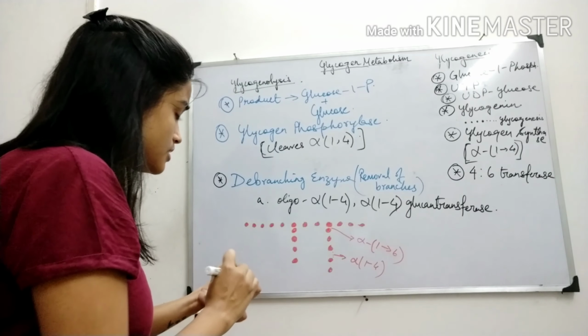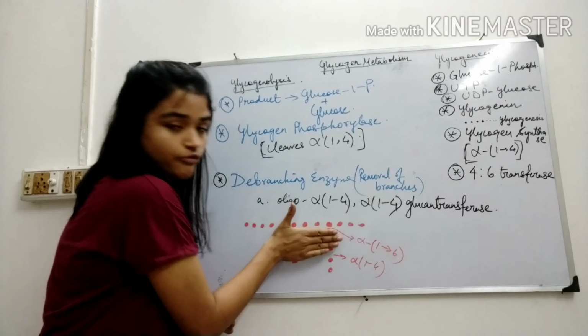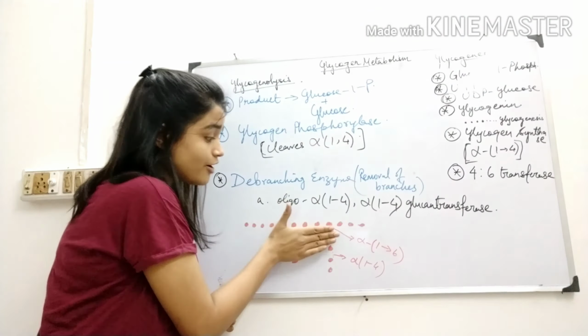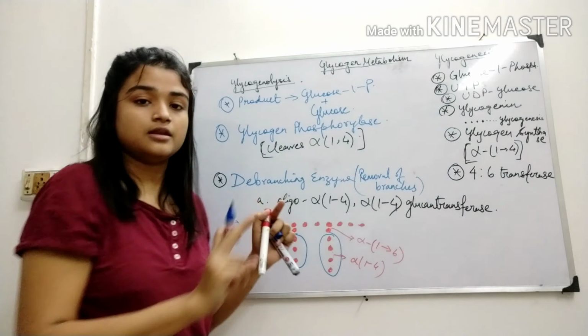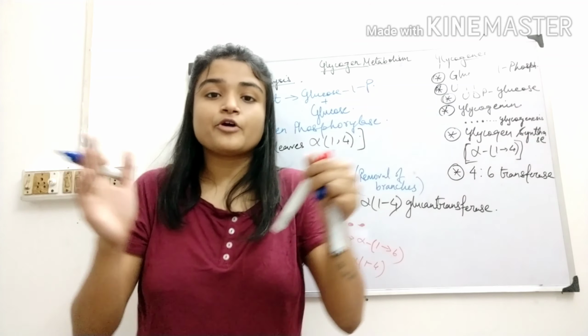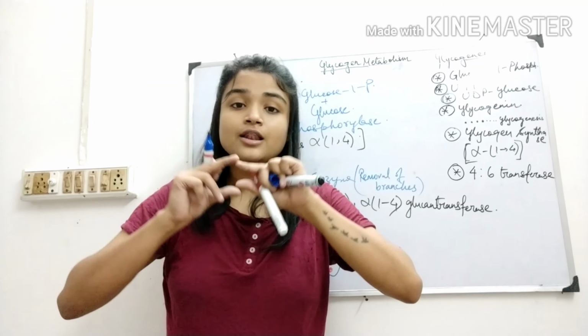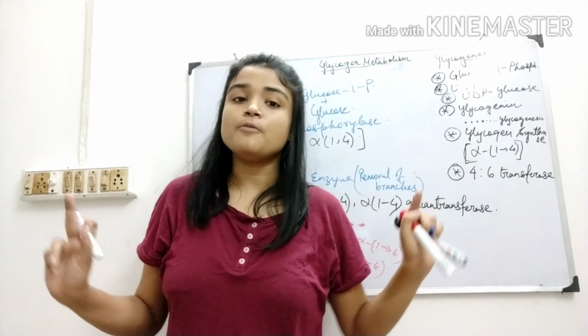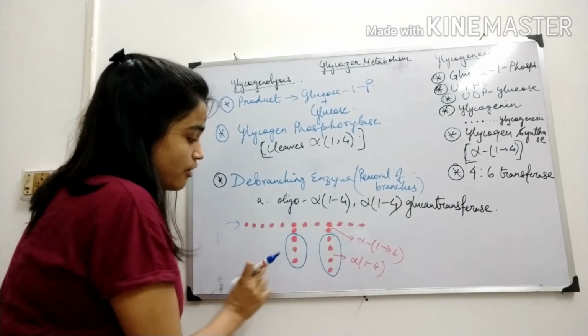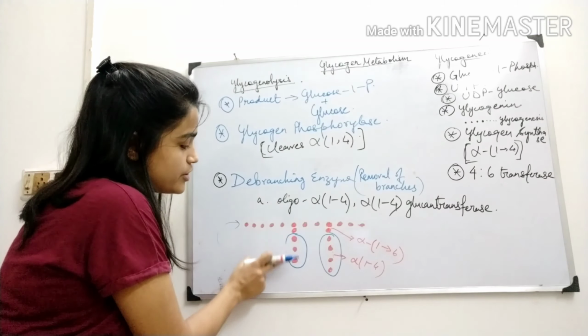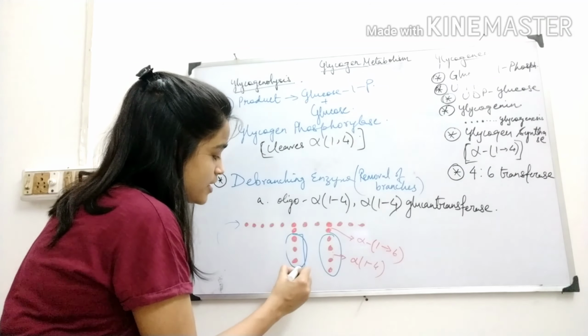Now these branches need to be removed. For that, we have to transfer these branches to the main chain, so that all the branches are removed and a long chain is formed ultimately. So what is happening? Suppose there are 4 residues of glucose. I have drawn 4 units. Out of these 4, 3 will be removed.